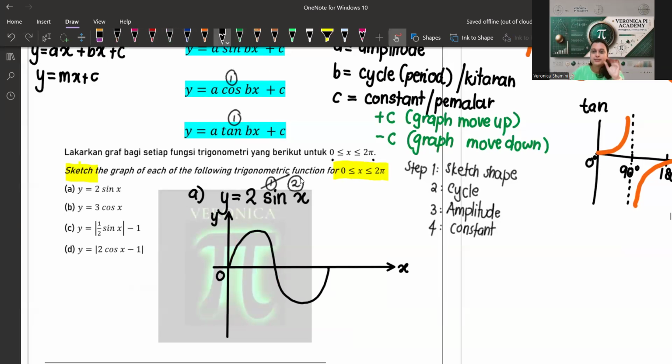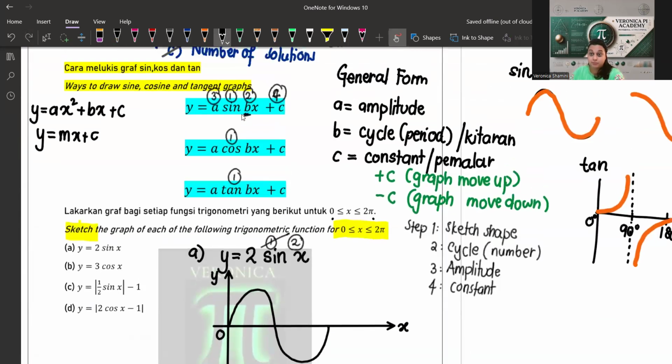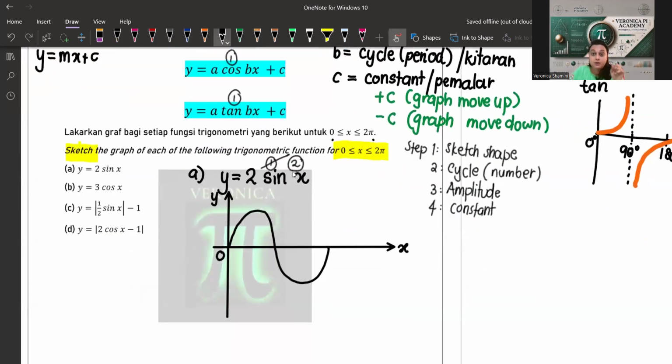Step 2, you must lukis the cycle. Berapa cycle dekat sini? Do not take the x. You must take the number. What number dekat situ ada? B. Dekat sini B, right? B is a number, kan? What number is that? Kalau no number, that means tak ada number, that means that is actually a 1. So that means 1 cycle. Whatever we draw already is 1 cycle, so step 2 pun settle.